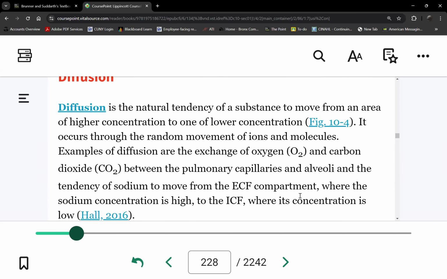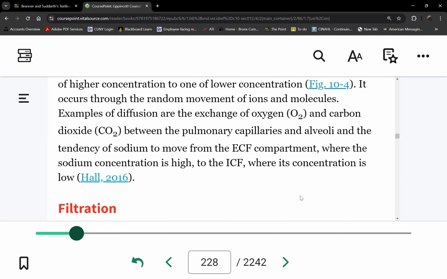Diffusion is also happening at the kidney level. Let's say you have too much blood sugar, so that will cause blood sugar to spill out into the urine. And same thing for your waste products also. So you have BUN and creatinine also diffusing out into the kidney tubules in the nephrons. Okay, so that's how diffusion works.